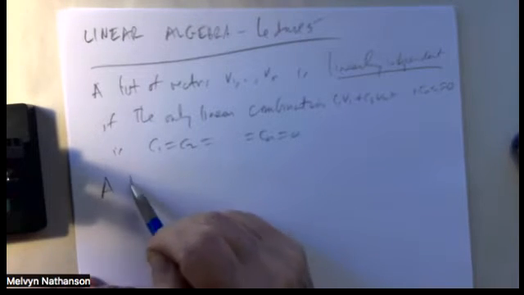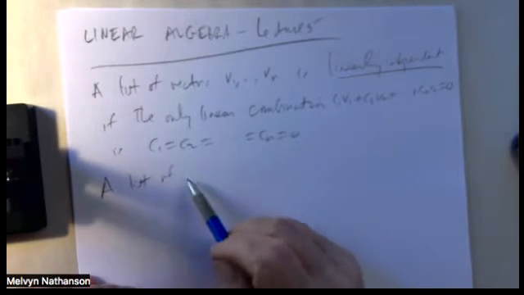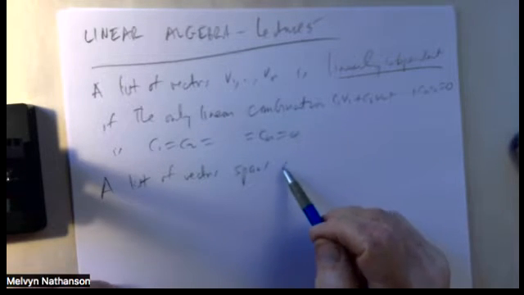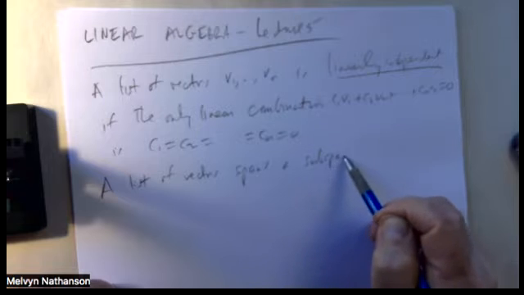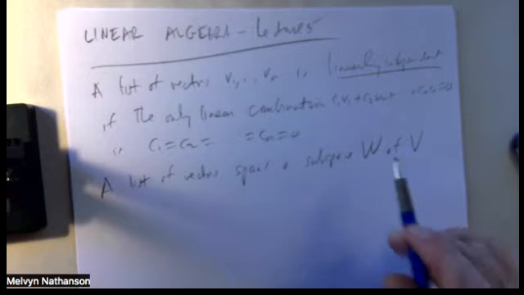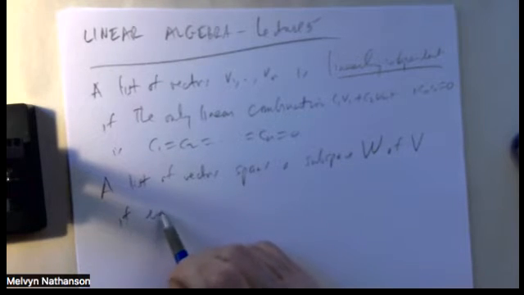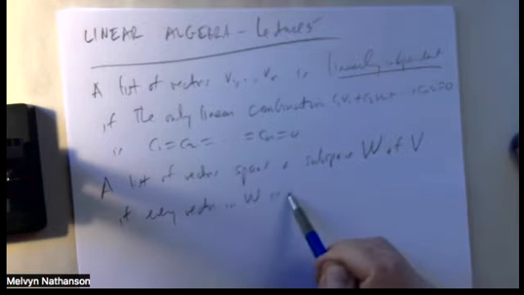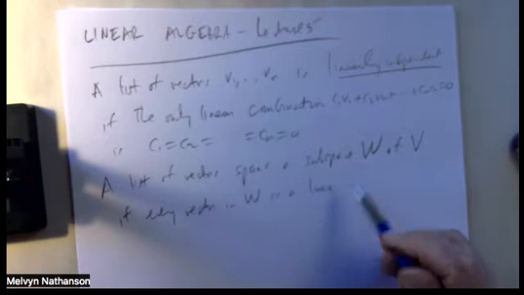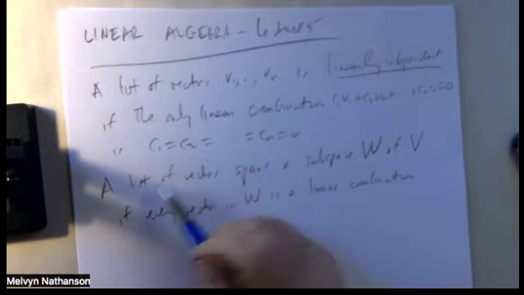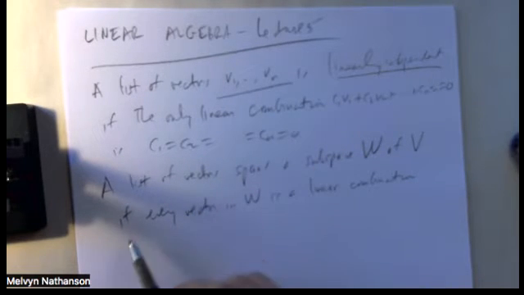We say that a list of vectors spans a subspace W of the vector space V, and of course W could be all of V, if every vector in W is a linear combination of the same list, v1 up to vn.